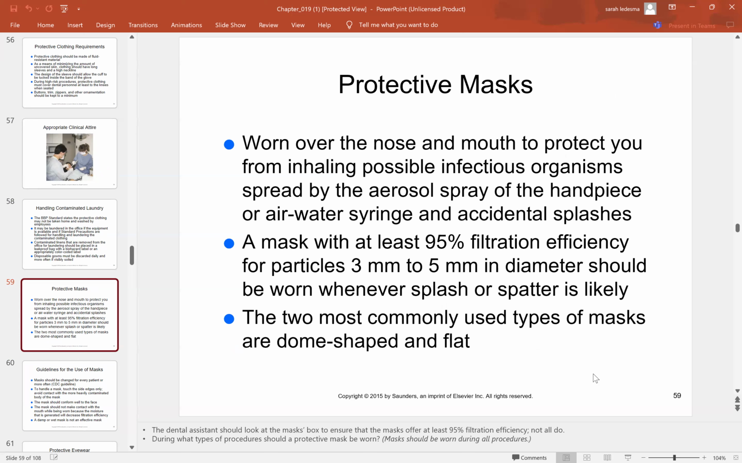Protective masks are worn over the nose and mouth to protect you from inhaling possible infectious organisms spread by the aerosol spray of the handpiece or air water syringe and accidental splashes. Use a mask with at least 95% filtration efficiency for particles 3 to 5 millimeters in diameter. The two most commonly used types of masks are dome-shaped and flat.